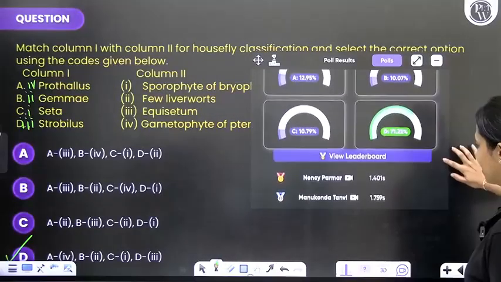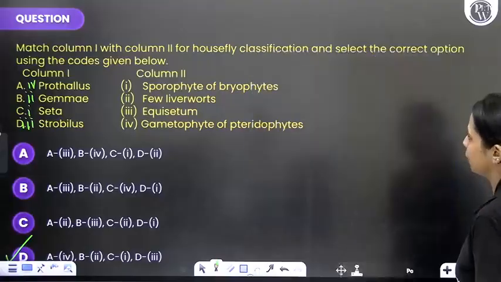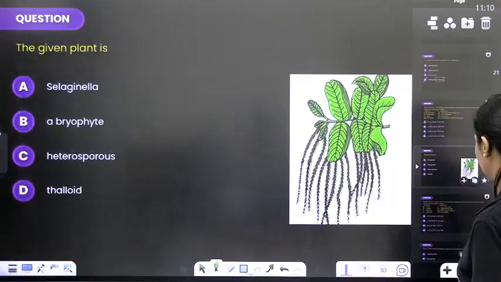Not bad. 71%. Nancy, Tanvi, Shanti Priya, top 3. Next question.